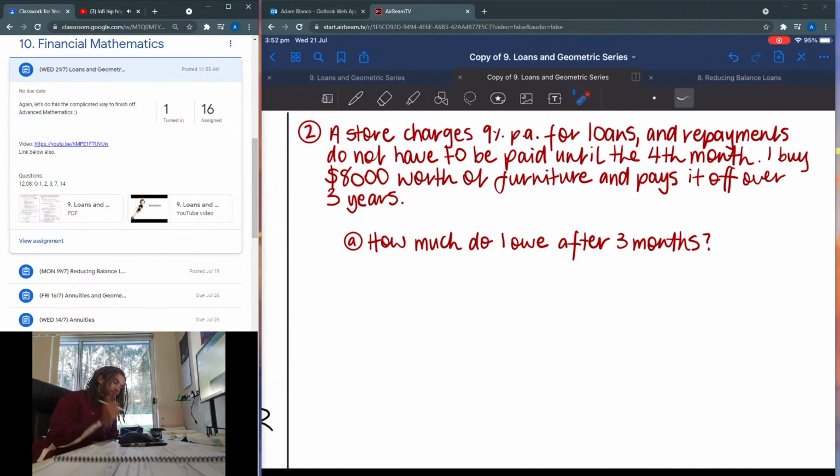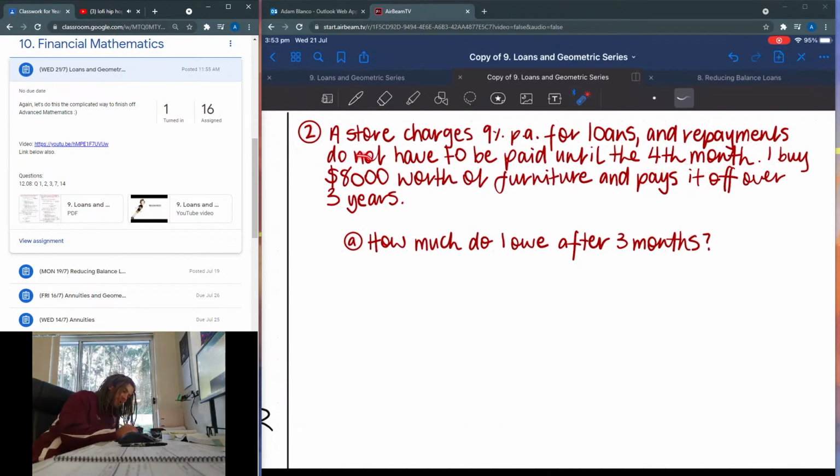Okay, let's start with number 2. So Absorb charges 9% for loans, and repayments don't have to be paid till the 4th month. So that's where this question varies. It's basically saying you don't have to pay anything until 4 months. And there's a lot of places that do that. I don't know if you've heard ads on TV where they say Harvey Norman interest-free for like 12 months or something like that. This is just essentially what this is. So it's basically saying you can have this item, you don't have to pay anything for 4 months.